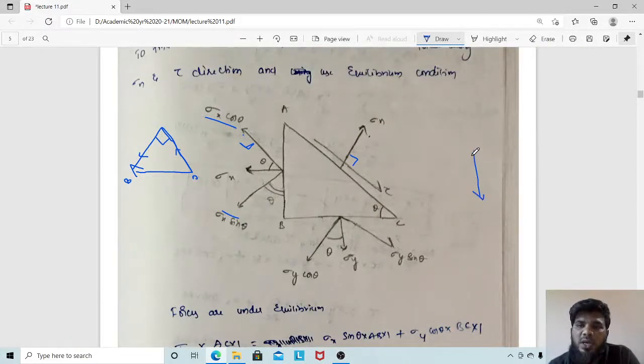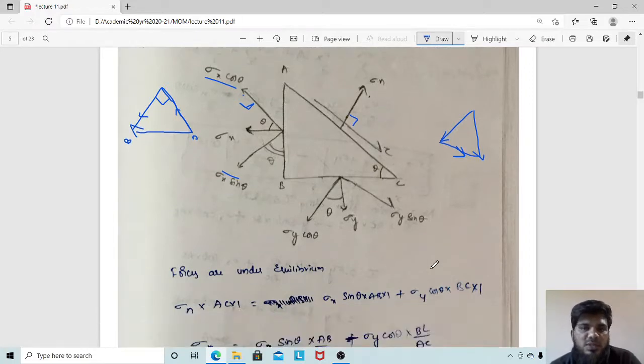So then you have a direction here, traveling from here to here, because if you travel this way, again you have to come back this way. So this is your position. This is your direction. So this is your sigma y cos theta direction. This is sigma y sin theta direction. Clear? Now you have to resolve the forces, because stresses cannot be resolved.